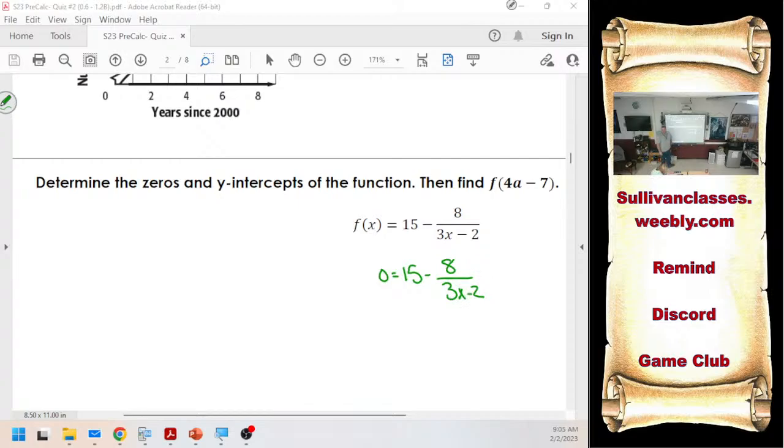Okay, get x by itself. What do you do? Personally, I'll get rid of 15 first. Negative 15 is negative 8 over 3x minus 2. I'm going to make my life easier by just multiplying both sides by a negative right now. So it's positive 15, positive 8. How do you solve 15 equals 8 over 3x minus 2?